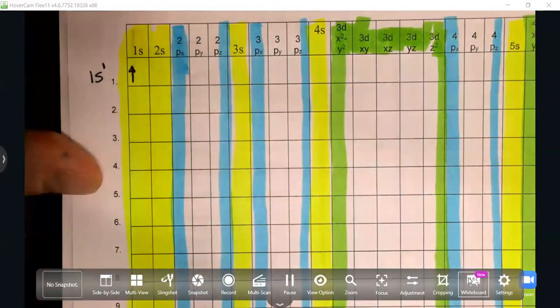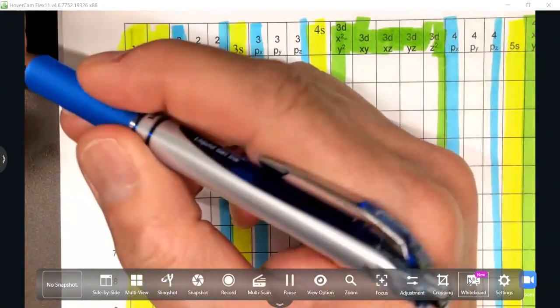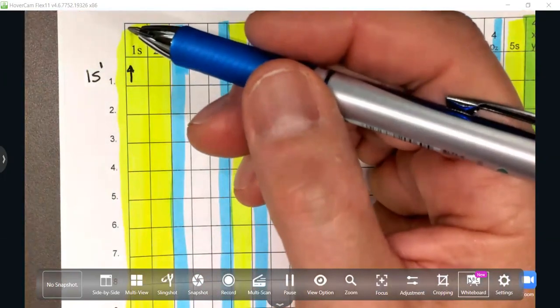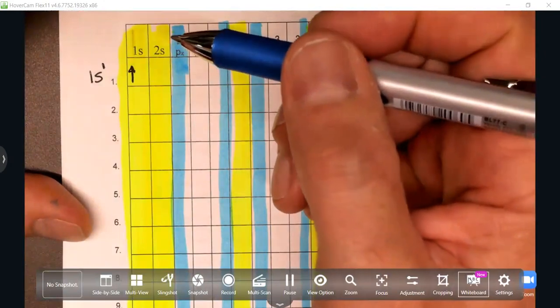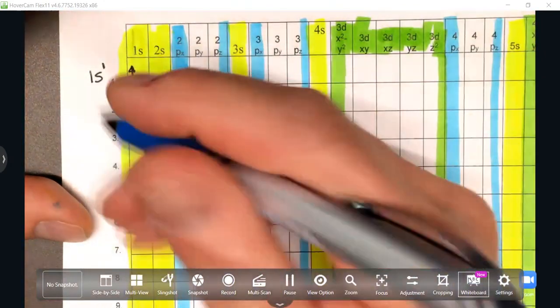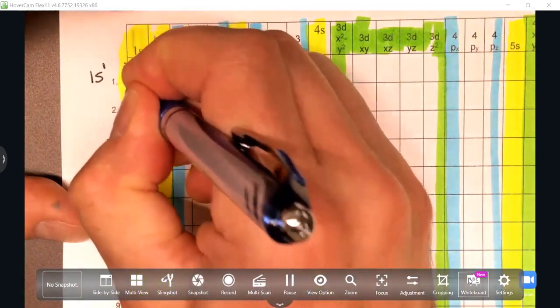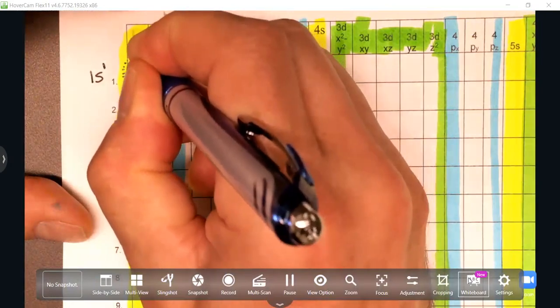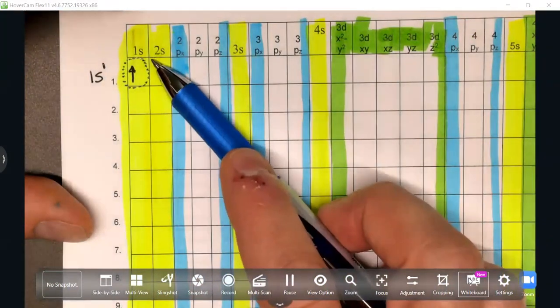Now, we actually use an up or a down arrow for how the electron acts in an electric field. This electron's actually spinning counterclockwise. It points up, but we don't know which way it's going to spin. That could be spinning the opposite direction. You could put this down.